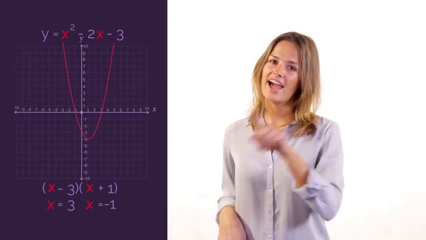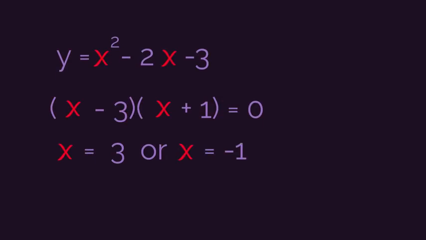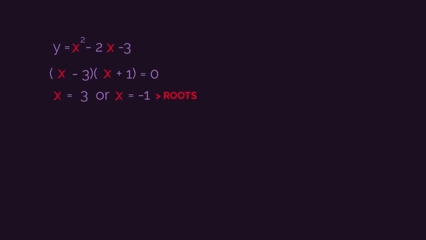Before we get started, another name for the solutions are roots. So 3 and -1 are the roots of this quadratic. So let's jump straight in and have a look at the graph.